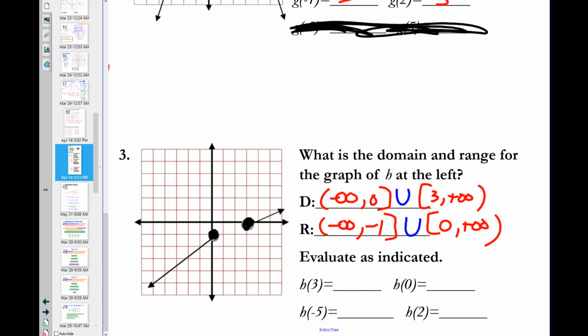What is h at 3? 0. That's this endpoint here that was filled in. What's h at 0? Negative 1, that's this endpoint here. What is h at negative 5? 1, 2, 3, 4, 5. Okay. What's that? Nothing, negative 5 also. And then at 2, ooh, undefined.